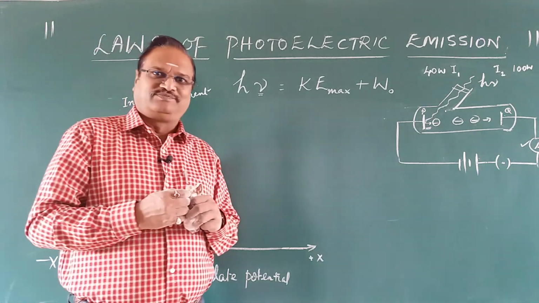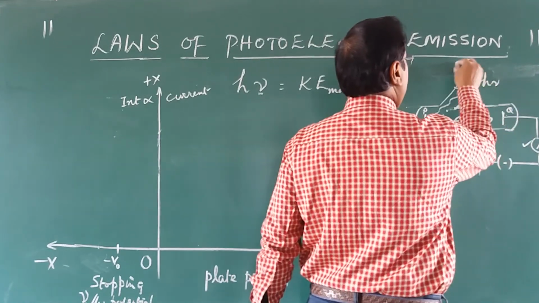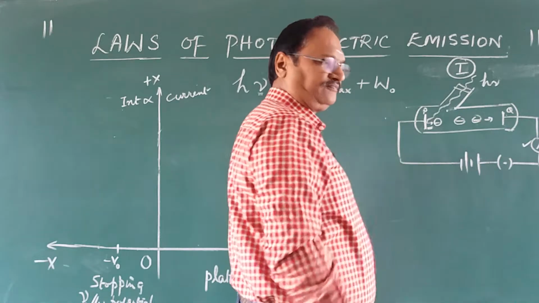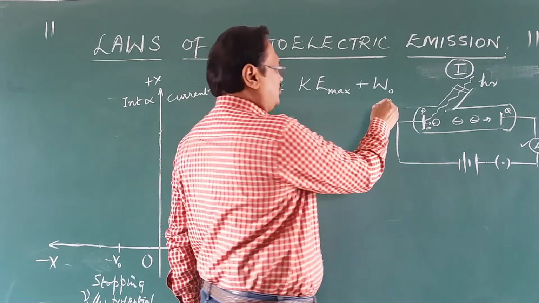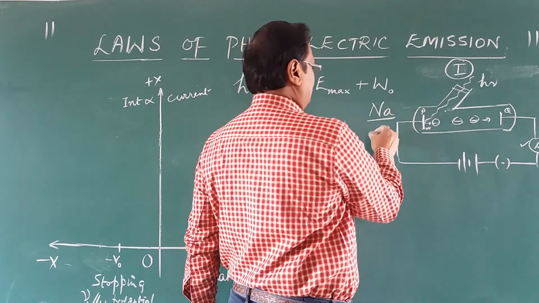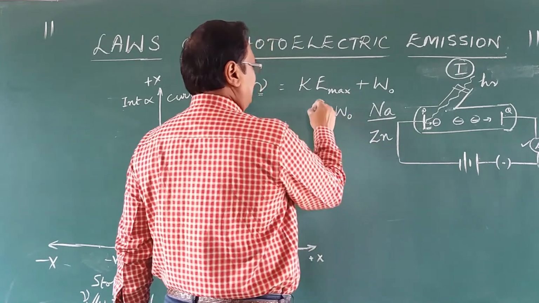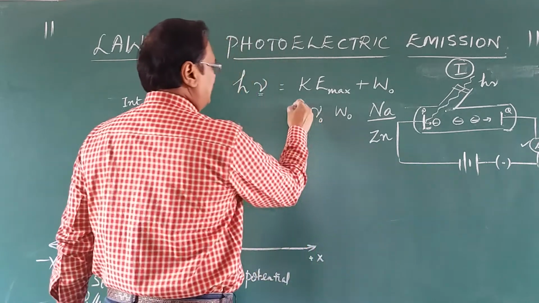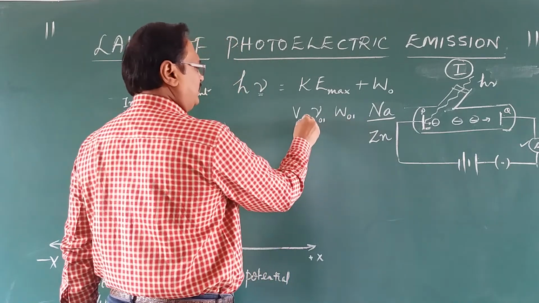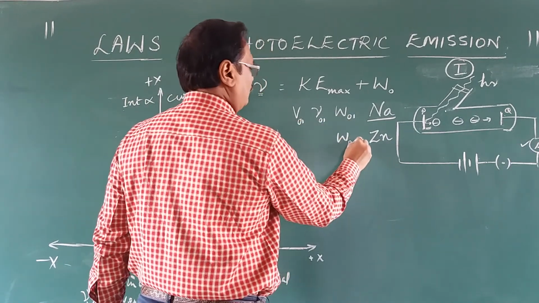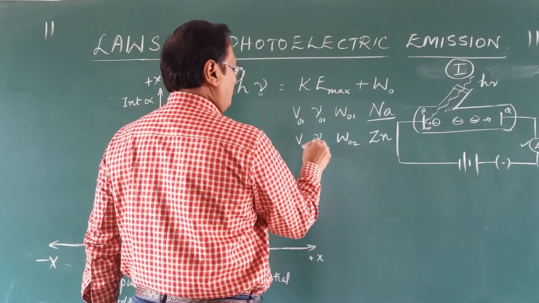Now what is this case? I am going to use the same intensity. The intensity of the light is going to remain constant, but I am going to change the plate. First I am going to take a sodium plate, then I will take a zinc plate. Sodium will have a different work function, a different threshold frequency, and a different stopping potential, and let us call it 1. Zinc, the second metal, will have a different work function, different threshold frequency and different stopping potential.